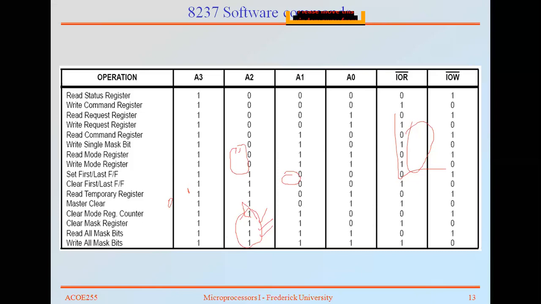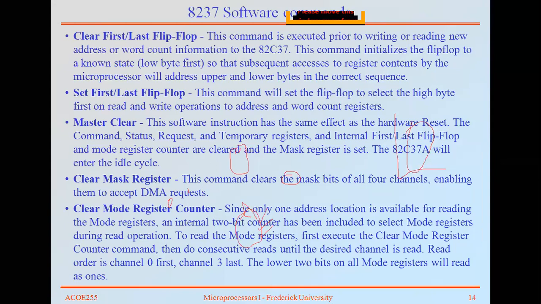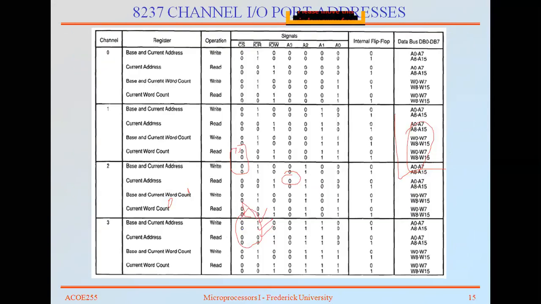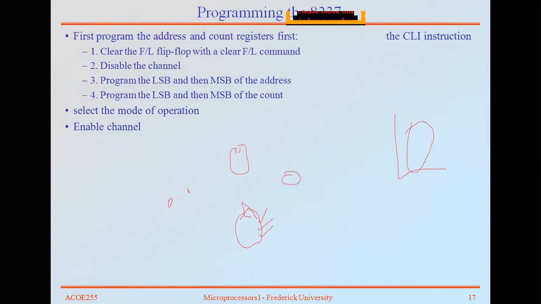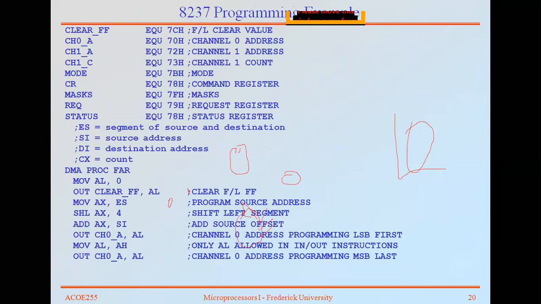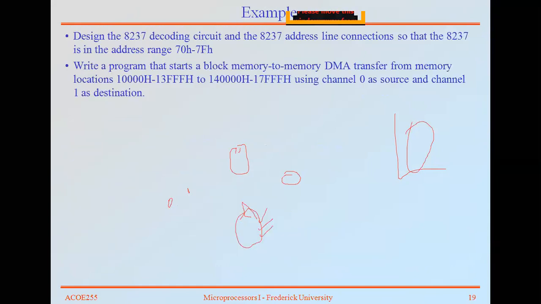And these are the different control operations performed by the DMA. Clear first bit, clear last flip flop, clear first and last flip flop. These are different operations, and when we read that content it is best understandable to you also. I will tell you the programming also in the next class.